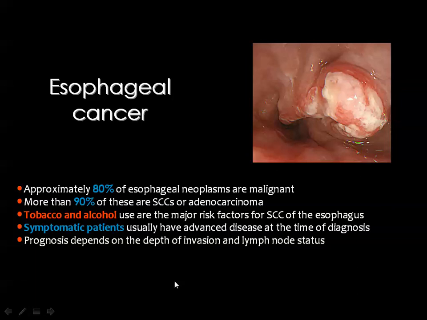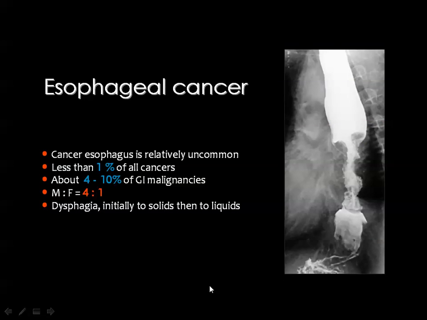We came to the malignant lesions, and on top is the esophageal cancer. Approximately 80% of esophageal neoplasms are malignant. 90% of these malignant lesions are squamous cell carcinoma, and less frequently adenocarcinoma. And these are the risk factors, including tobacco and alcohol. And the main presentation is dysphagia.